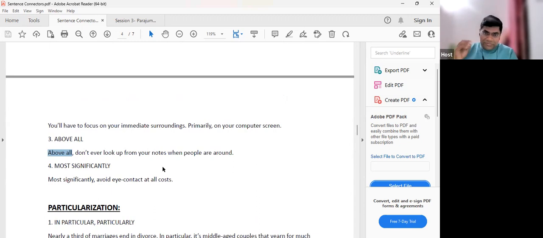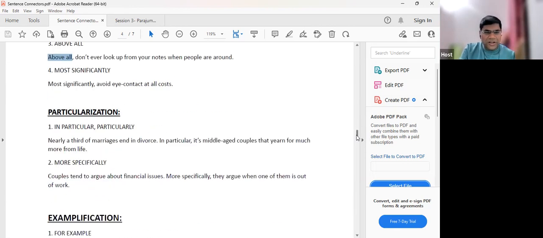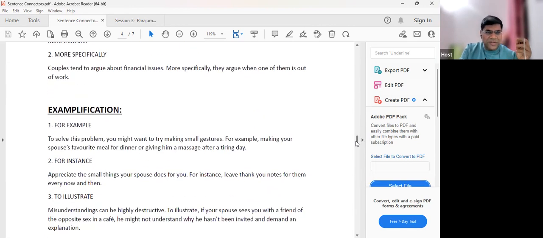No longer solve these many parajumbles, solve these many RCs. Above all, you have to ensure that you read 5 pages of something daily. So above all basically means, okay, I have said something and I am also emphasizing something more. So there are lots of connectors, particularly, more specifically, example.